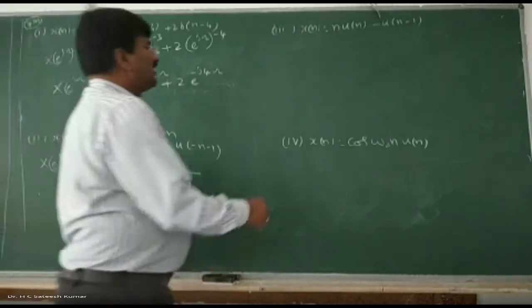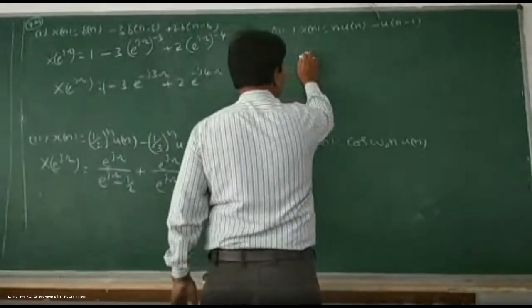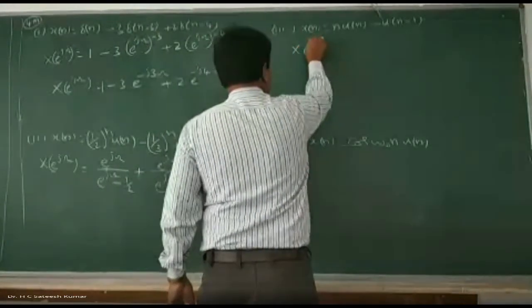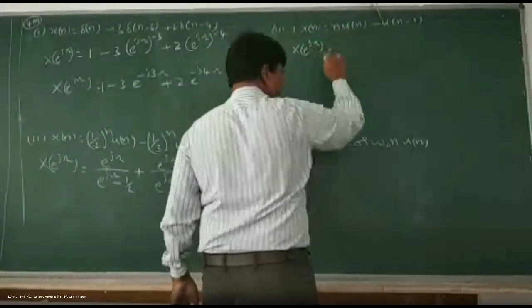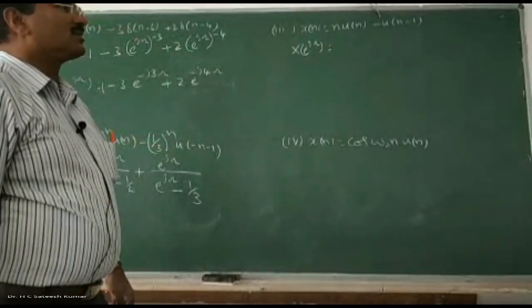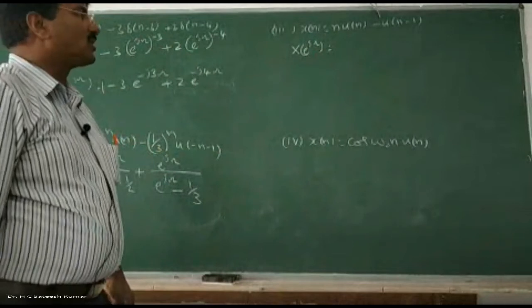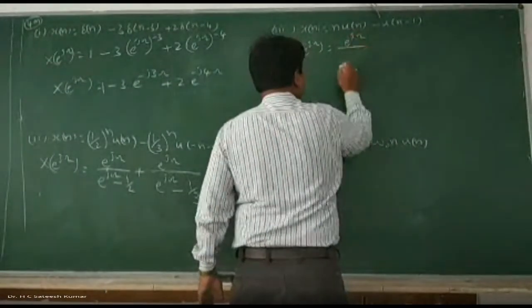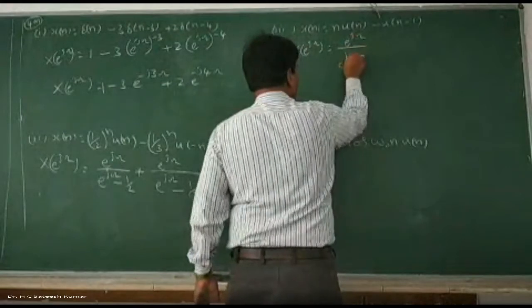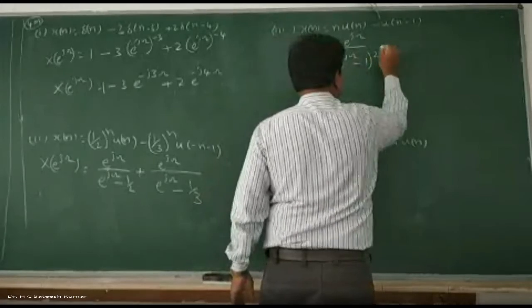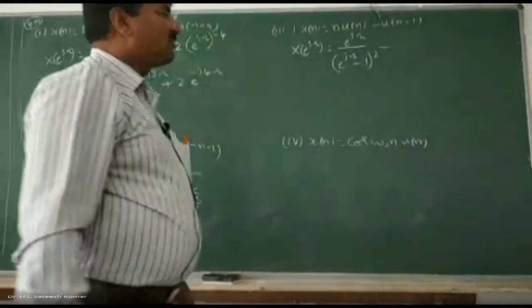Okay, what is the DTFT of this one? So DTFT of this one is x of e to the power of j omega. The z transformation of this one is z divided by z minus a whole square, z divided by z minus 1 whole square. So z is nothing but what? E to the power of j omega divided by e to the power of j omega minus 1 whole square, minus u of n minus 1.